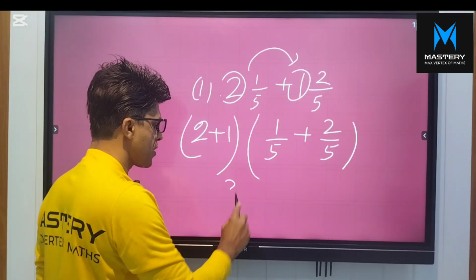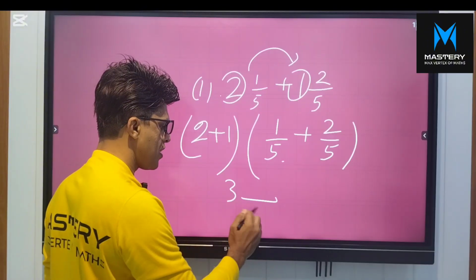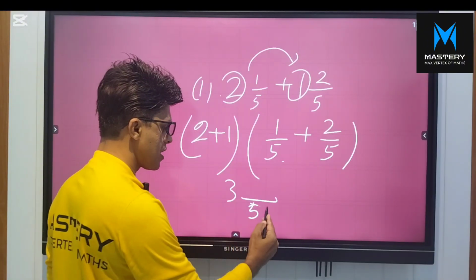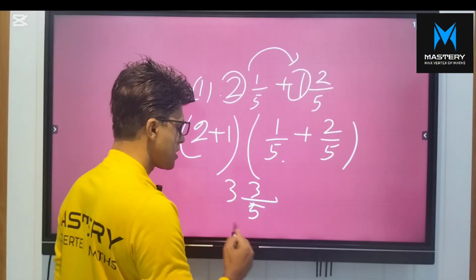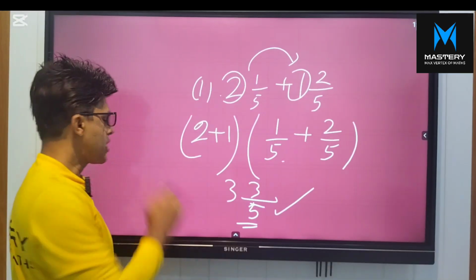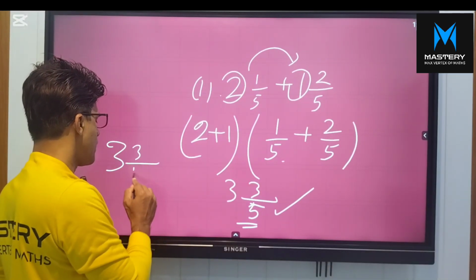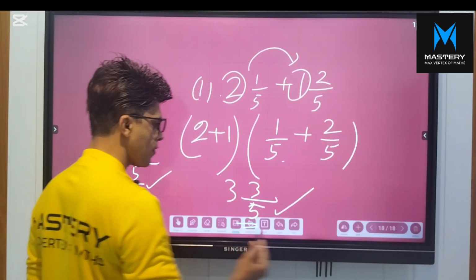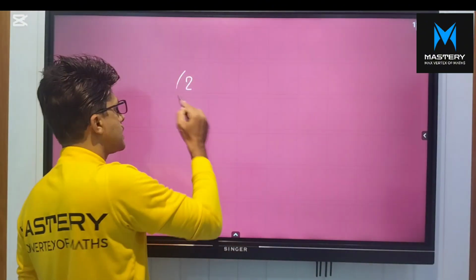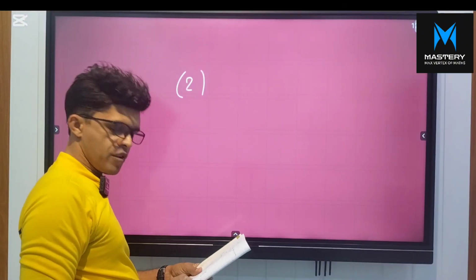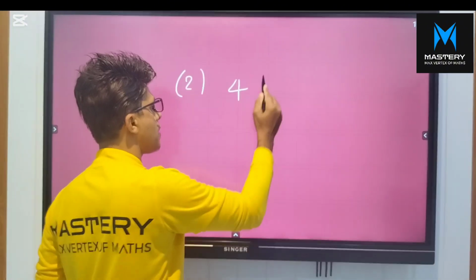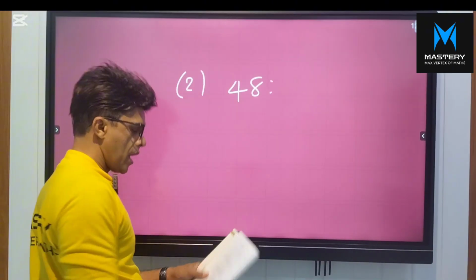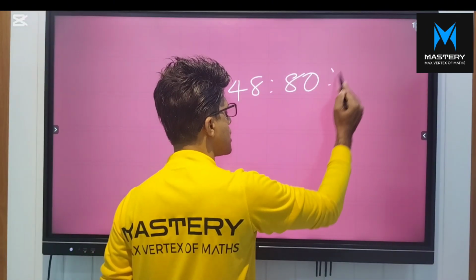So 2 plus 1 is 3, and also here 5, here 5. Therefore, you could write this 5 here. Then 1 plus 2 is 3. So the answer is 3 over 5. This is the answer.